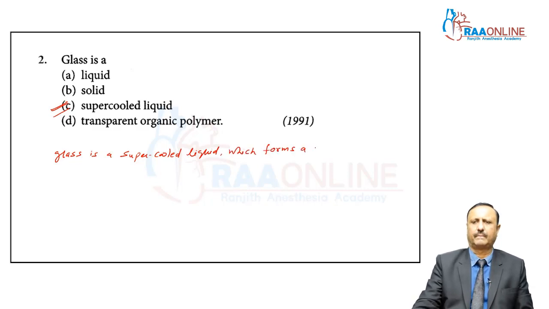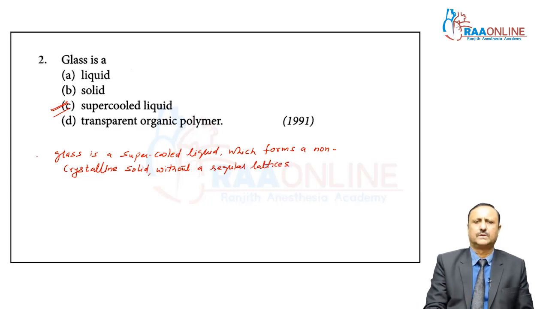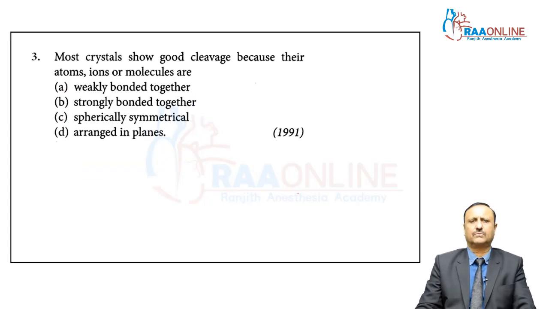Glass is a super cooled liquid which forms a non-crystalline solid without regular lattices. So, my dear students, this is a theory. Your answer is C, the correct answer. Now, we can go to question number three.